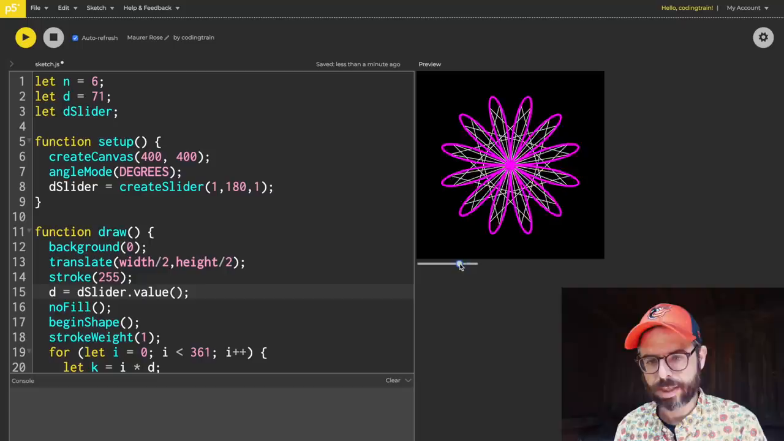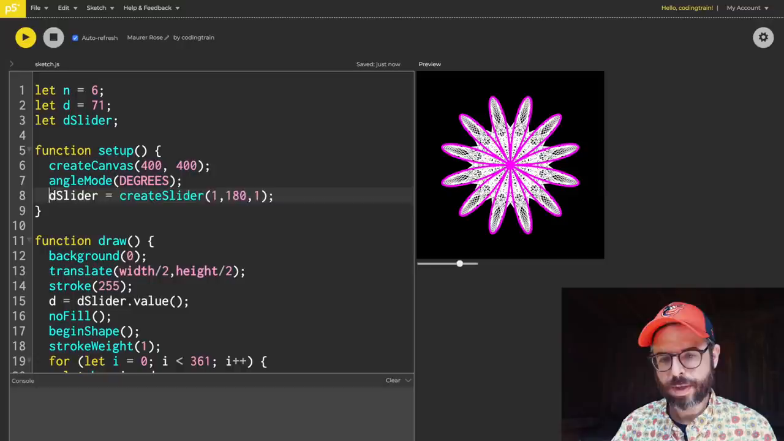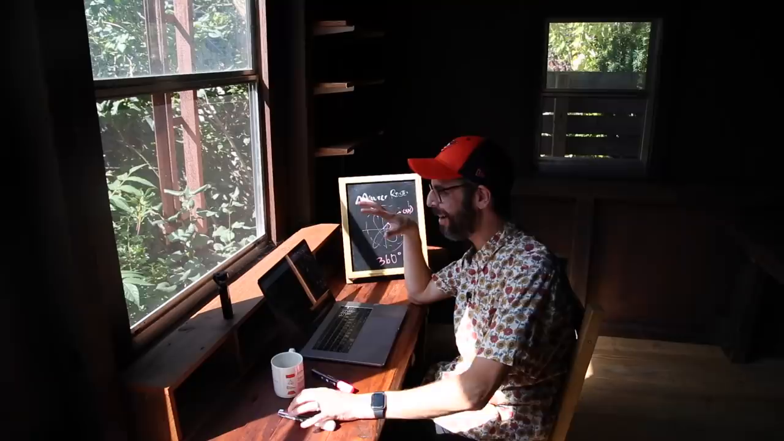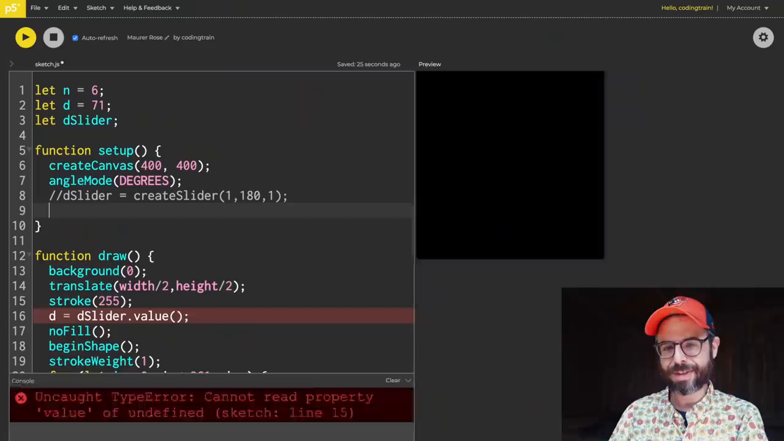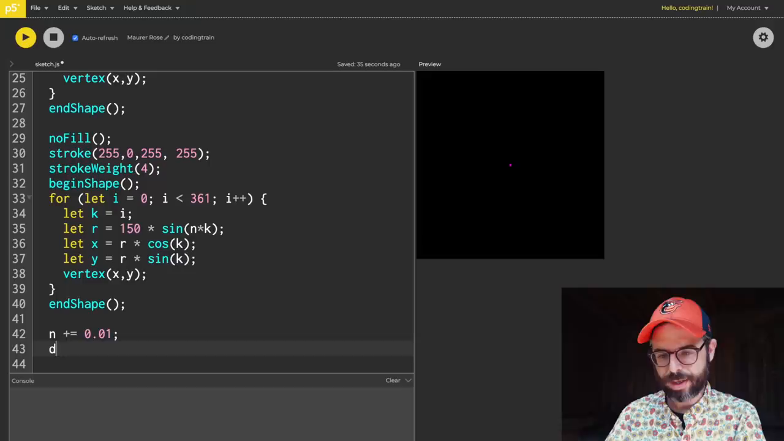And now you could imagine I could also make a slider for n. I kind of like doing things a little bit more automatically. So I think you could use Perlin noise to adjust n and d. Open simplex noise you could use. You could try using a sine wave itself to oscillate those values. I might try just setting them at 0. And then what I would do here in draw is do something like n plus equals 0.01 and d plus equals 0.01. Let's just see what happens there.